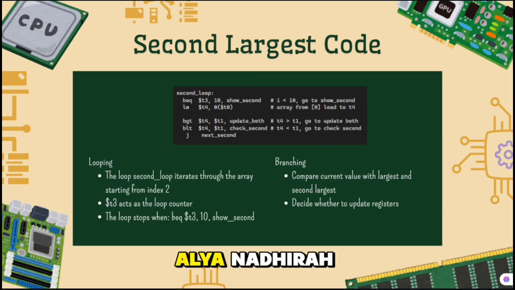First of all, my name is Alia Nadira. In this section, I will explain how looping and branching are used to find the second largest code value in the array. I will explain the looping part first.